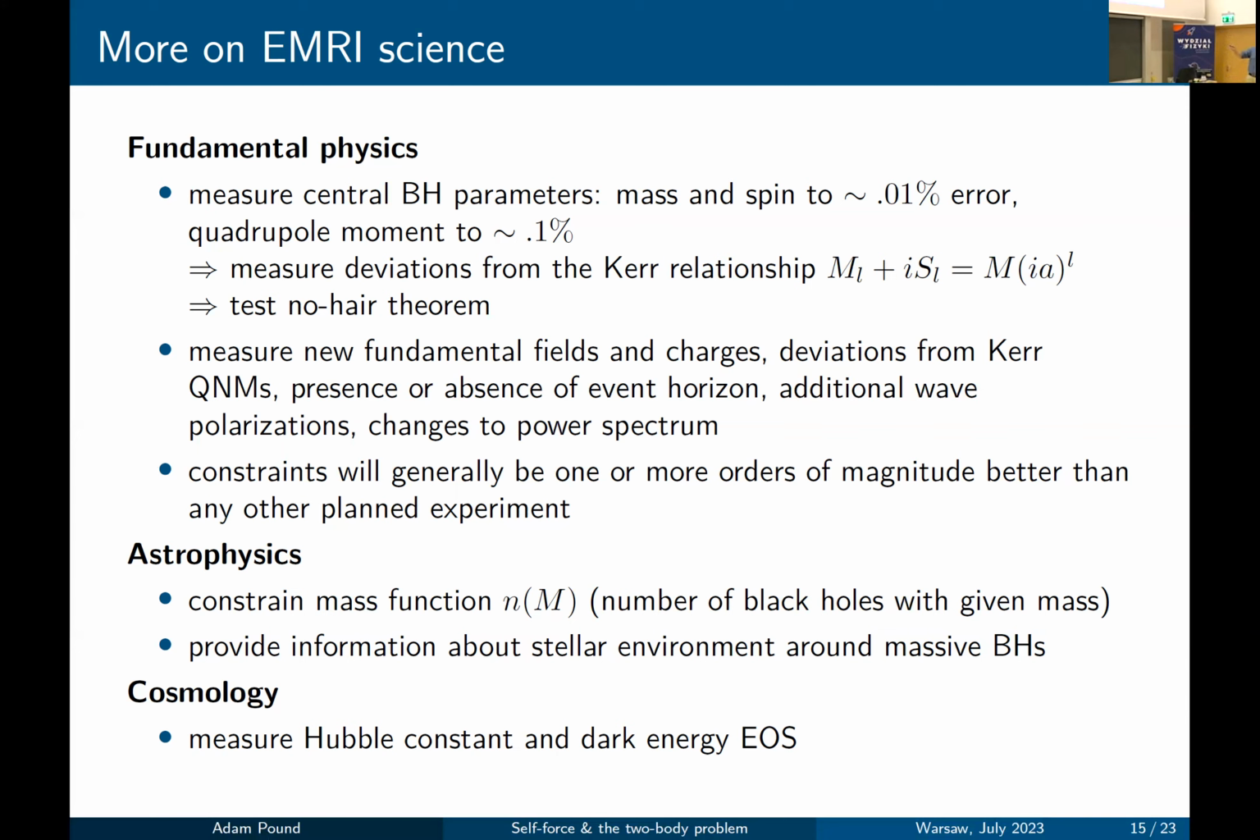So along those same lines, we'll have incredibly precise measurements of any new fundamental fields and charges. If GR is slightly wrong, or even if the standard model is slightly wrong, you can have new scalar fields, new scalar charges, and we can measure those with incredible precision with MRIs, along with any number of other deviations from the standard model, deviations from GR, deviations from the Kerr quasi-normal modes. You can test for presence or absence of an event horizon, etc.